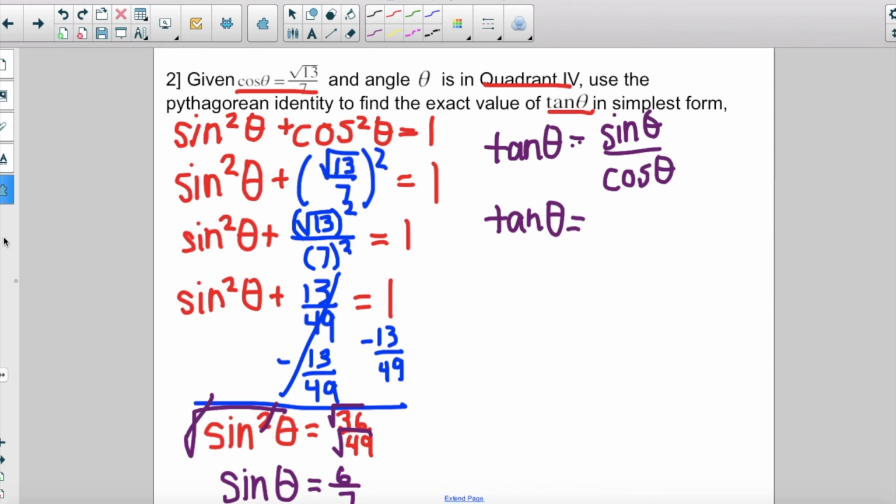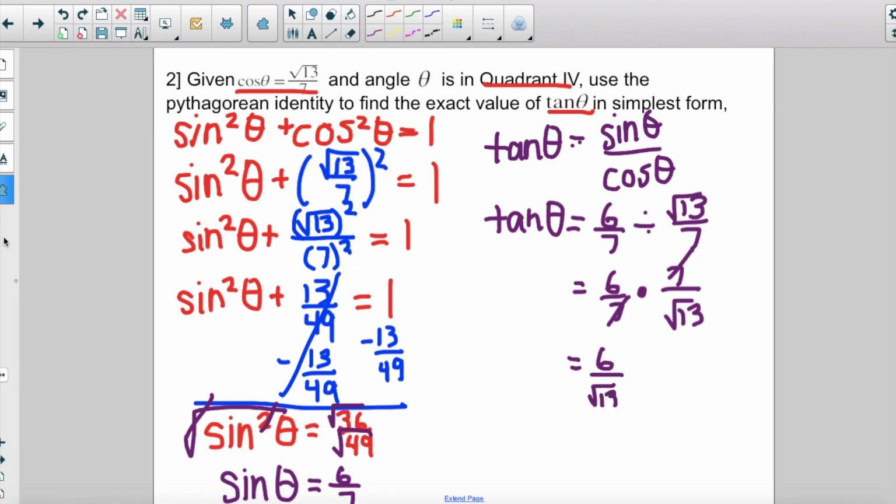Now, since we have two fractions here, I'm going to write it with the division symbol instead. So sine was 6 over 7, and we're dividing it by cosine, which was radical 13 over 7. Since we are dividing fractions, we use keep, change, flip. So we keep this, change this to multiplication, and flip that last fraction. And then we simplify. The 7s will cross out, and we are left with 6 over radical 13.